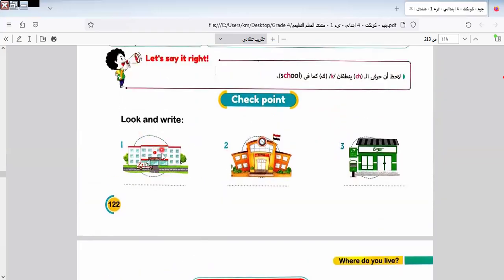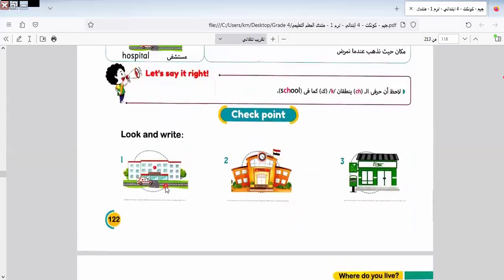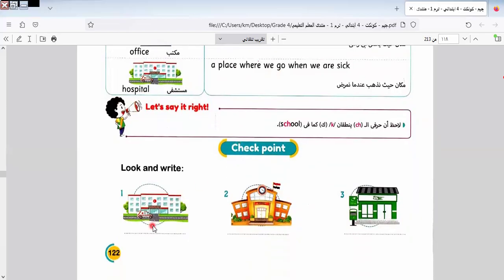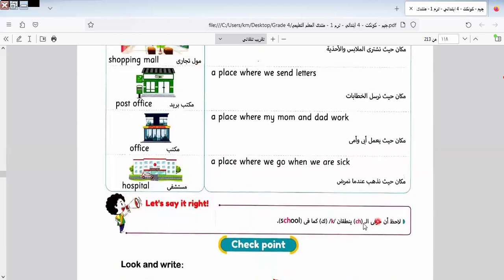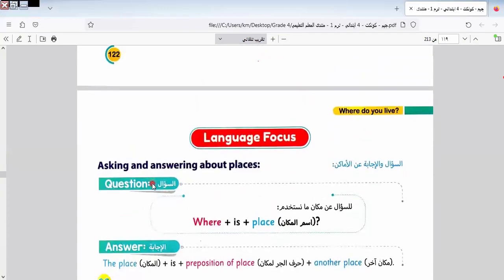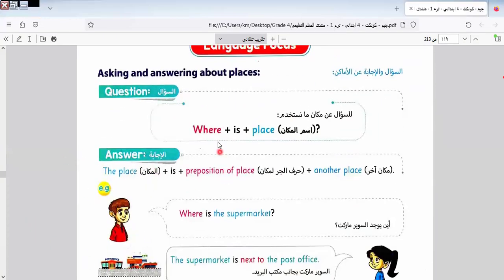So here are the definitions that we know. This is a hospital. As we know, a hospital is a place where we go when we are sick. So we write it here. A place we go to learn. This is the place: school. This is the post office. Post office, to go to what? To send letters. Okay, let's go to another item in this part.